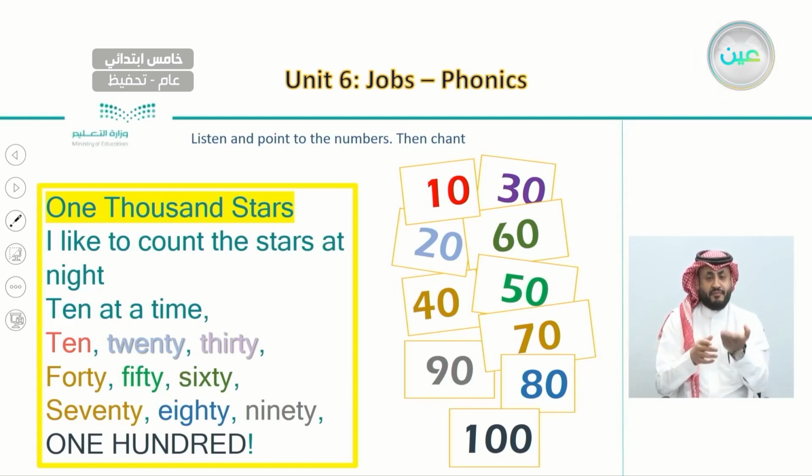So let's listen. 1,000 stars. I like to count the stars at night. 10 at a time. 10, 20, 30, 40, 50, 60, 70, 80, 90, 100.